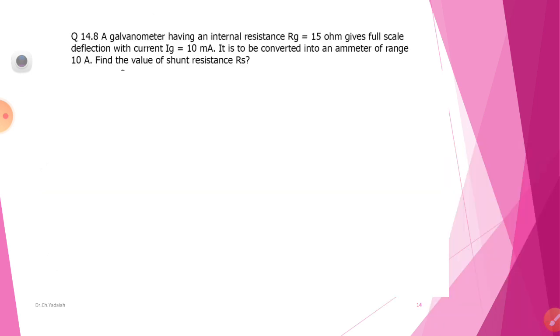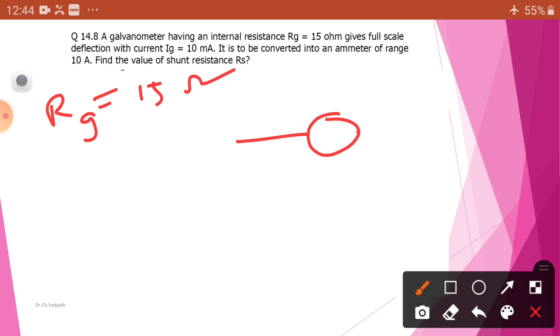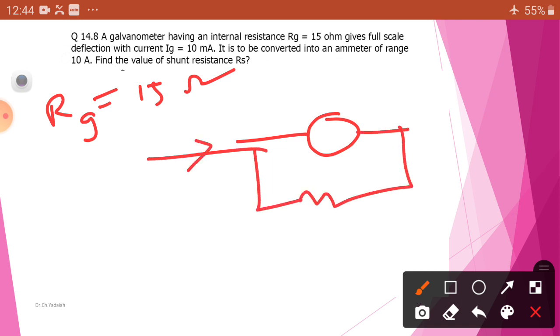Now here is one problem given. It's simple, you do it. A galvanometer having an internal resistance, values are given, Rg, we can say the internal Rm, that is 15 ohms given. Remember this one, here 15 ohms is given.